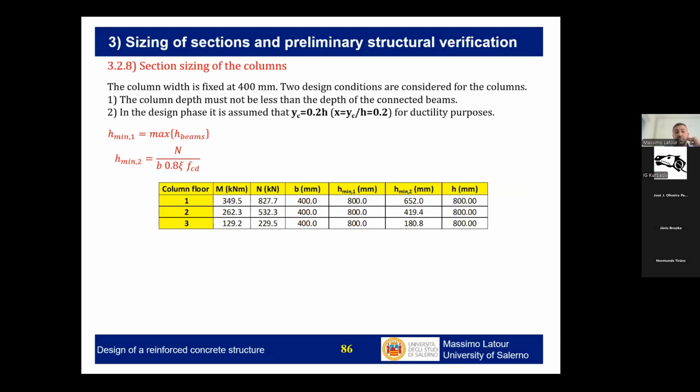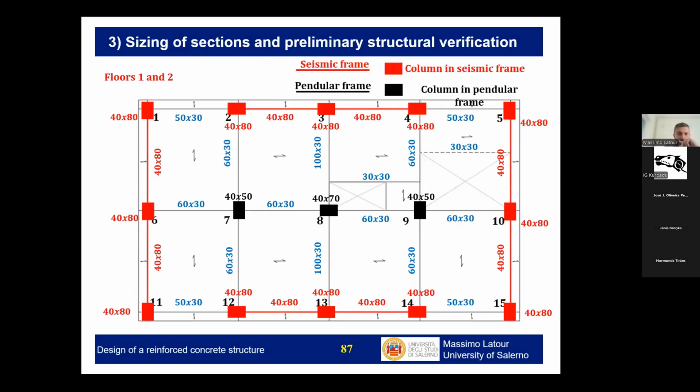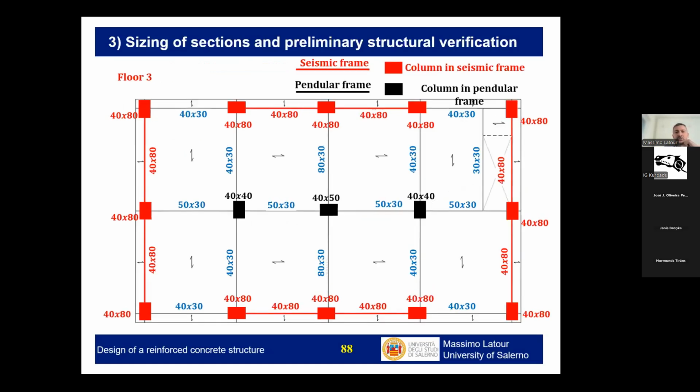So in this table, you see a summary of the design of the columns of our perimeter framing. So this is the final configuration. At this point, we have done a good part of our job because we are ready to perform a structural analysis. So this is the layout in the two stories.